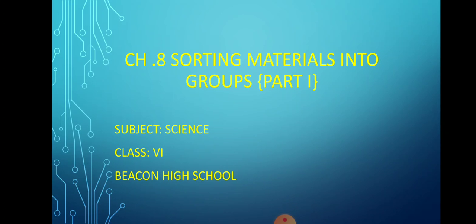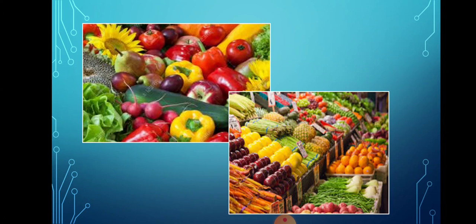Now you all know that in this particular chapter we are going to talk about materials, which are non-living things. And here you can see that I have shown two pictures to you. On the left hand side you can see that there are vegetables and fruits which are all scattered here and there. In the other picture it has been properly arranged in a manner.